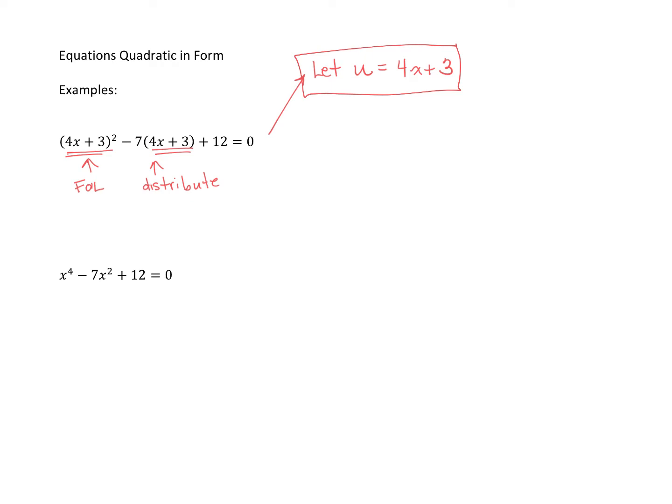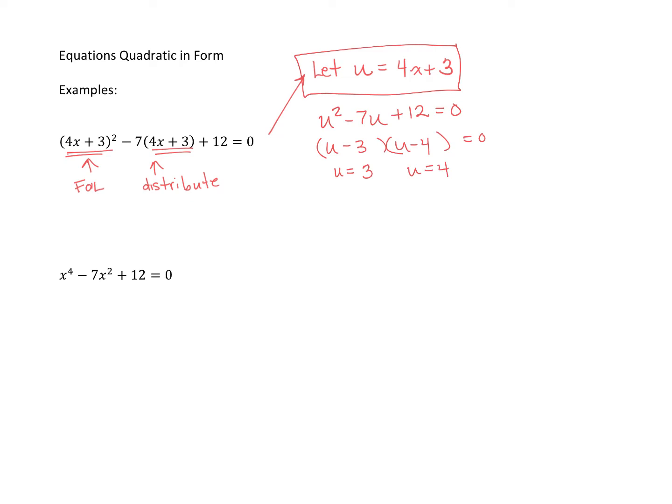Make sure that you're writing down your substitution so that the reader knows what's going on. If you don't do that and all of a sudden this u appears, they're not going to know what that u means. So in this particular case, when we make the substitution, we'll have u squared minus 7u plus 12 equals 0. This is a pretty basic quadratic that we can factor as u minus 3 and u minus 4. So we can solve and get u is 3 and u is 4 using the zero product property.